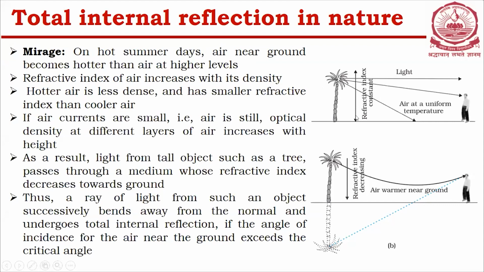So when it is very hot, the air is less dense and has a smaller refractive index than the cooler air. So what happens is the light bends, and it appears to come from somewhere here. That is the reason the mirage appears. This is actually due to total internal reflection and the variation of refractive index due to the temperature of the layers of the air. This is your mirage.